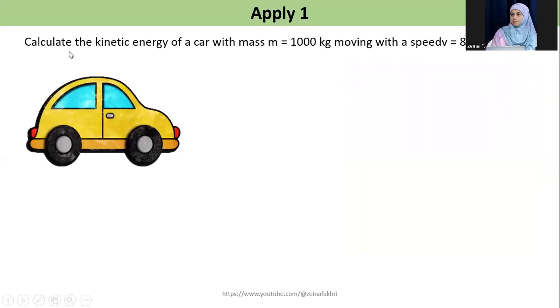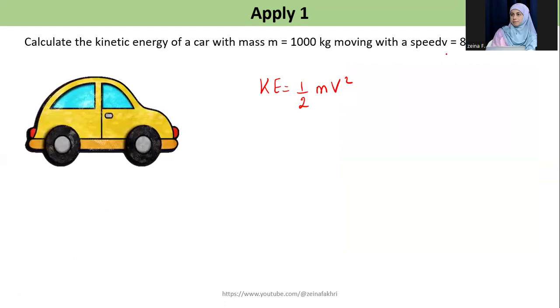Now, let's do a small application. Calculate the kinetic energy of a car with mass m equal 1,000 kilogram and with the speed v equal 80 kilometer per hour. So in order to do so, we have to pay attention that the kinetic energy is equal to half mv square. But the speed must be in meter per second and not kilometer per hour. So we have v equal 80 kilometer per hour, and then we divide it by 3.6.